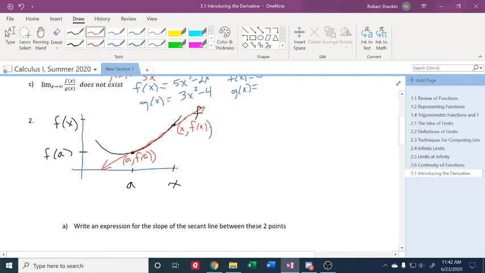is the secant line, and it has slope, the difference in the y's over the difference in the x's. So the top is the change in the y, and the denominator is the change in the x. Change in y over change in x for the slope. That's the expression for the secant line between those 2 points.